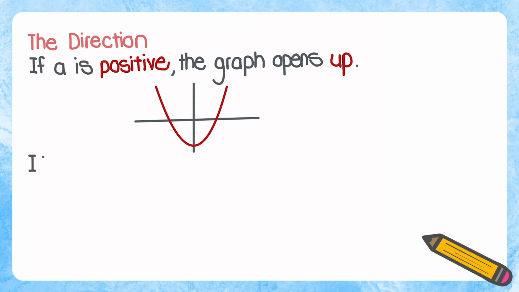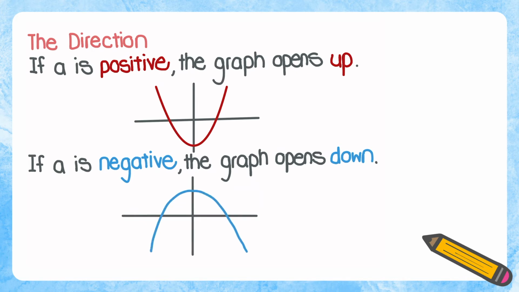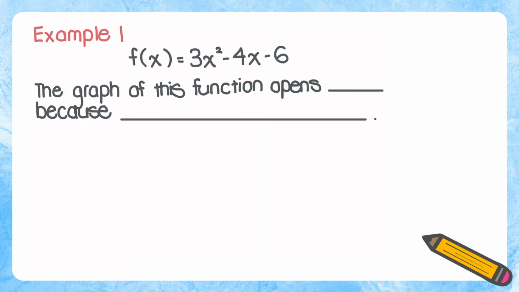Now, if a is negative, the graph will open down. So again, if our a value is negative, the graph opens down. So it would look something like this. Notice here it's opening down. So let's look at this example.